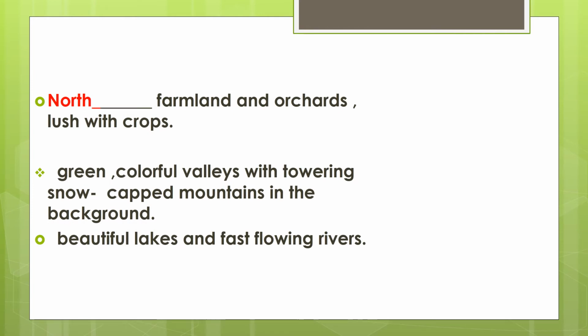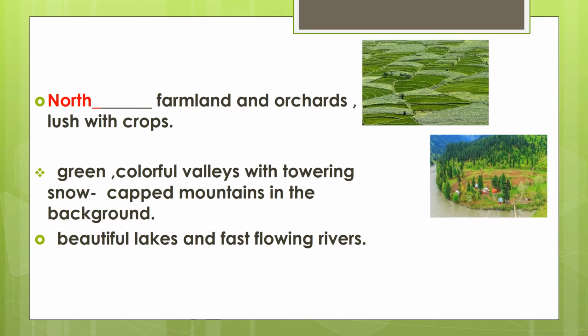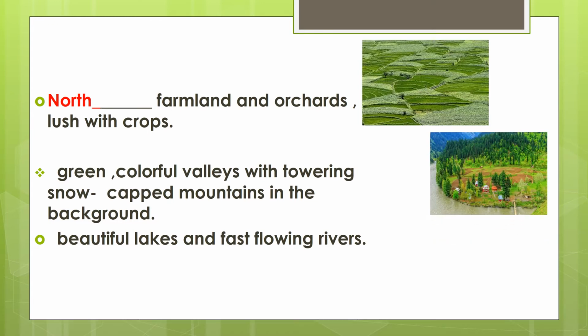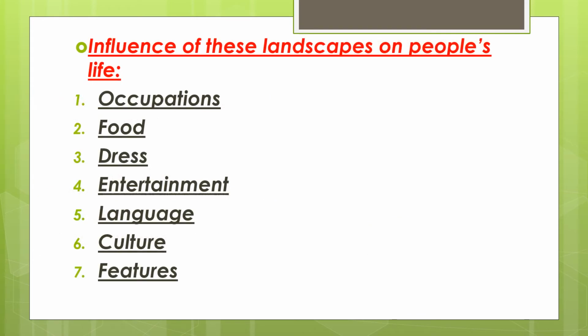As you move north, you will come to farmland and orchards, lush with crops. Still further north, you will see green, colorful valleys with towering snow-capped mountains in the background. There are beautiful lakes and fast-flowing rivers. All these different types of landscape show how interesting and varied life is in Pakistan.